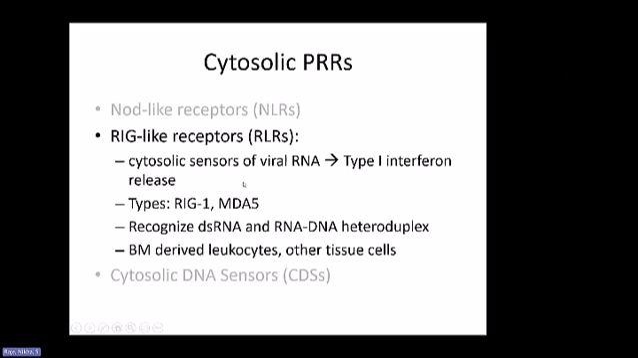RIG-like receptors. So RIG-like receptors are cytosolic sensors of viral RNA, and once these are activated, they end up in the signaling cascade that leads to type 1 interferon release. RIG1 and MDA5 are a couple of RLRs, and they recognize double-stranded RNA or RNA-DNA heteroduplex. So just making sure that's another type of pattern recognition receptor that's important in the cytoplasm.